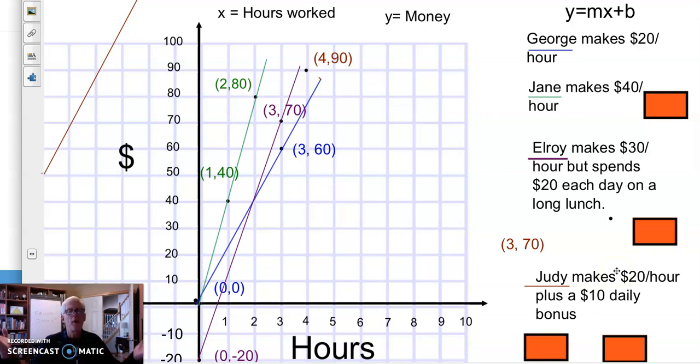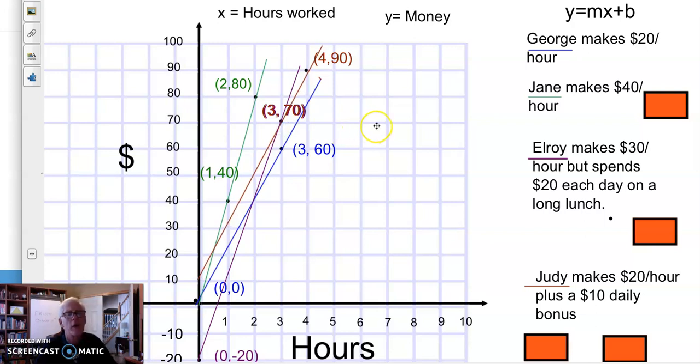But at first I thought that can't be because Elroy makes $70 after 3 hours, but their equations just happen to meet at that point. So rather than mess this up, I can put it right on top like that. But we'll make it like so. That's $70 for both Judy and Elroy. We'll put Judy's graph up here. It starts at 10, and it goes just like that.